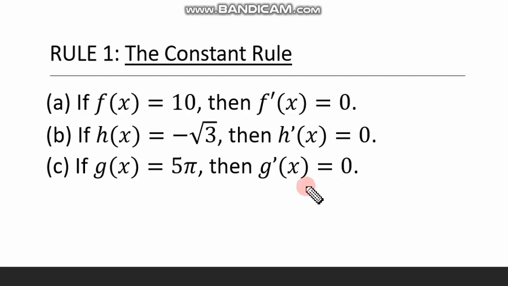Take for example, f of x is equal to 10. 10 is a constant, therefore the derivative of that function is equal to 0. Another one, h of x is equal to negative square root of 3. Negative square root of 3 is a constant, therefore the derivative of negative square root of 3 is equal to 0. And lastly, g of x is equal to 5 pi. Pi has a value, which is a constant. So therefore, the derivative of 5 pi is equal to 0.